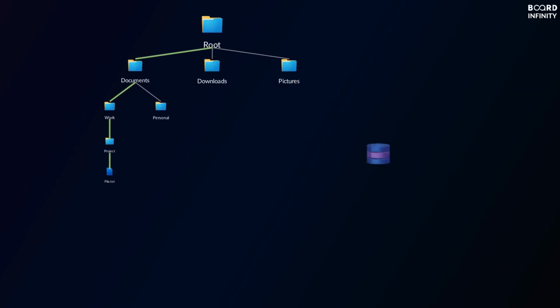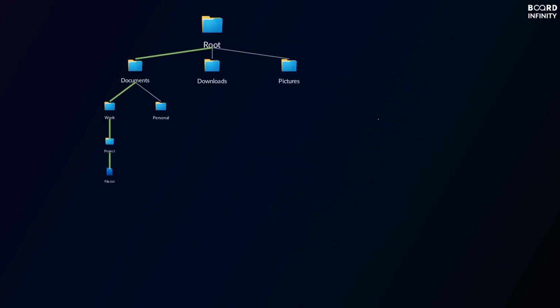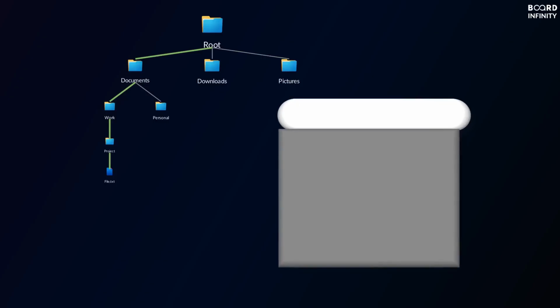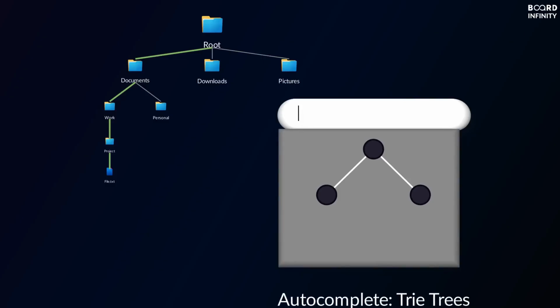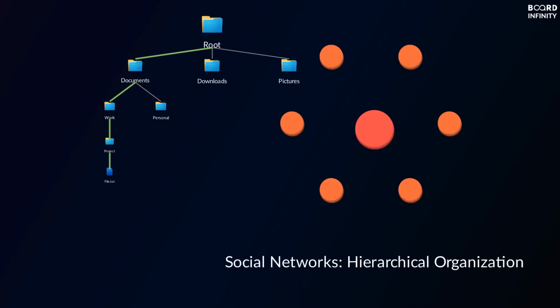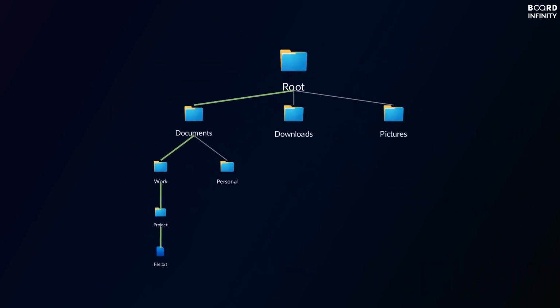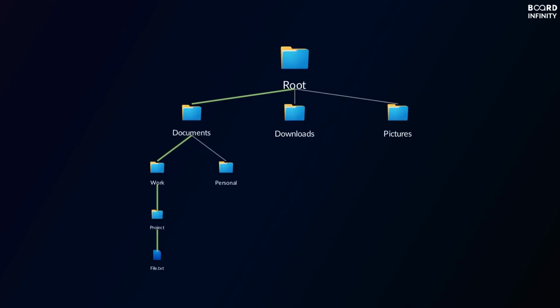The principle of hierarchical data organization, as seen in trees, is incredibly powerful. It powers how databases, for instance, index millions of records in milliseconds. It also enables features like autocomplete, finding suggestions instantly as you type by traversing specialized tree structures known as tries. And it's fundamental to how social networks organize billions of friend connections, structuring complex relationships into navigable hierarchies. These real-world applications demonstrate the versatility and efficiency that tree data structures bring to complex systems.